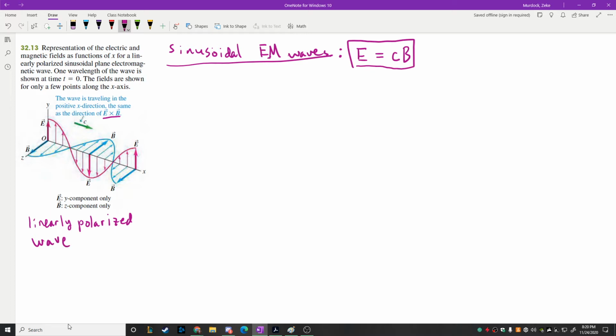So polarization refers to the direction that the electric field is oscillating. So if it's only oscillating like this, just up and down along the y direction, then if you were looking at that electric field as it comes towards you, it would just look like a straight line that goes up and down and up and down, right? That's what we call a linearly polarized wave.